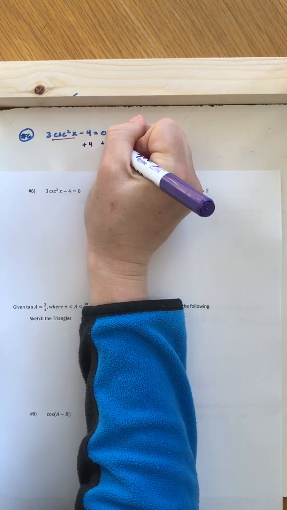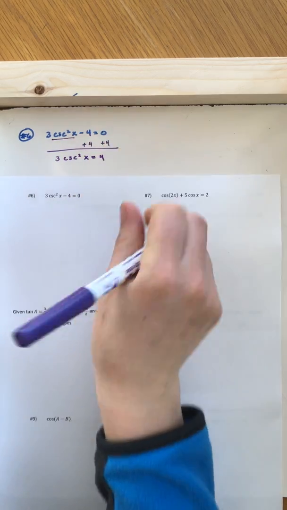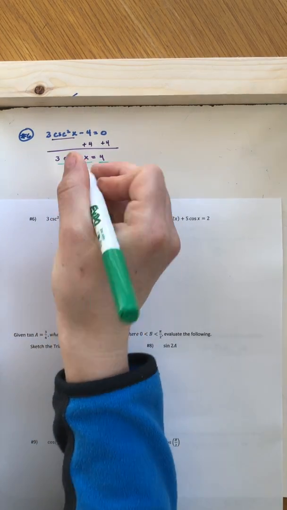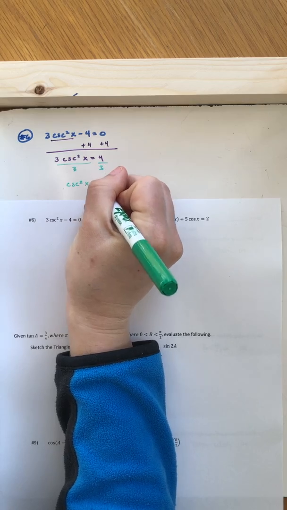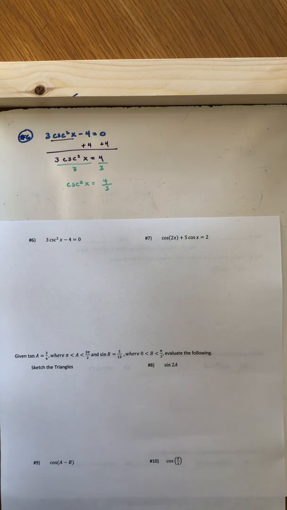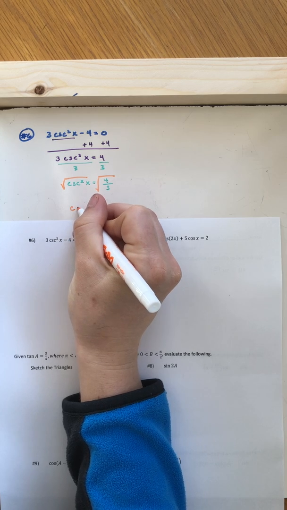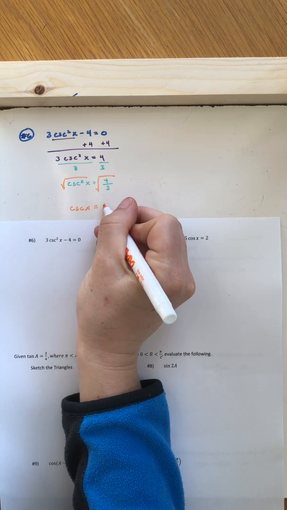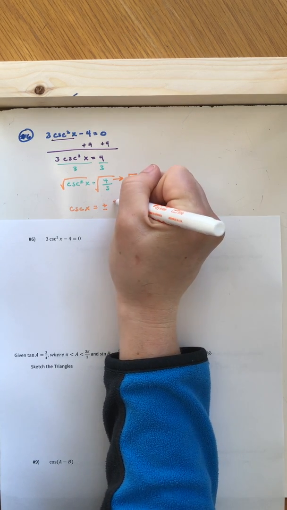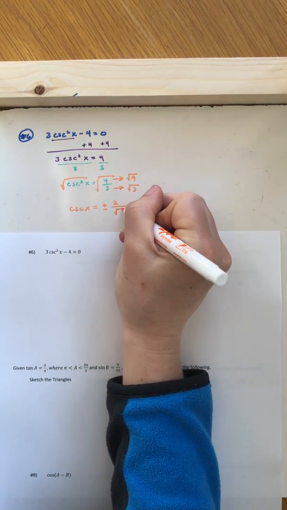I'm going to add 4 to both sides. Then I'm going to divide by 3. And because the trig function is squared, I'm going to square root both sides. Now, when you square root both sides, you have a positive and negative. Then what is the square root of 4? That's 2. The square root of 3 just stays as square root 3.